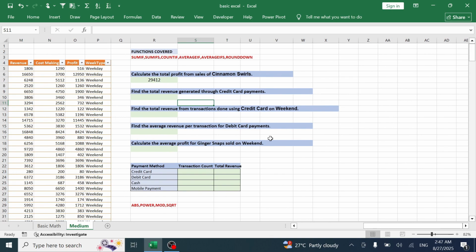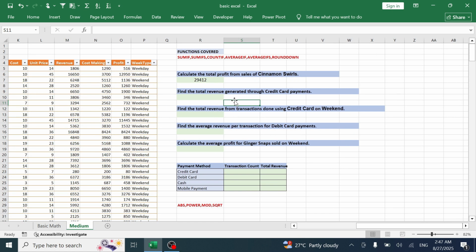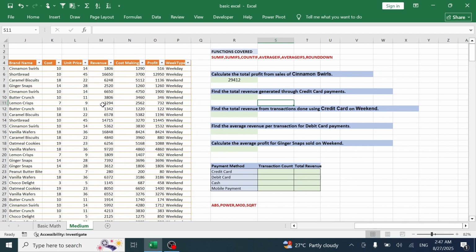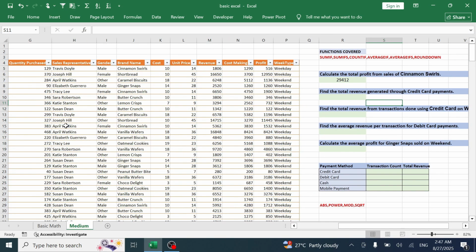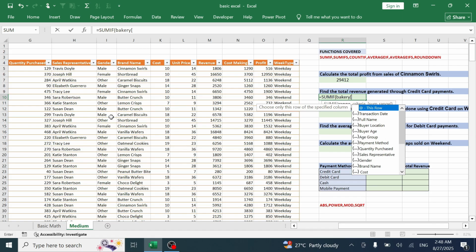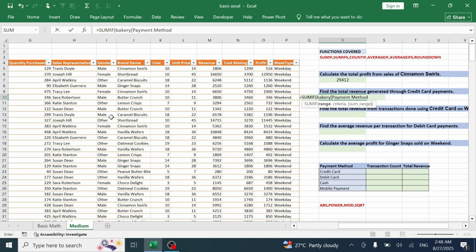So the second question is, find the total revenue generated through credit card. So we need to calculate the total revenue which is generated from only credit card payment. So again we need to use SUMIF. We need to give the range for the criteria range, so the criteria range will be the payment method column in the bakery table.